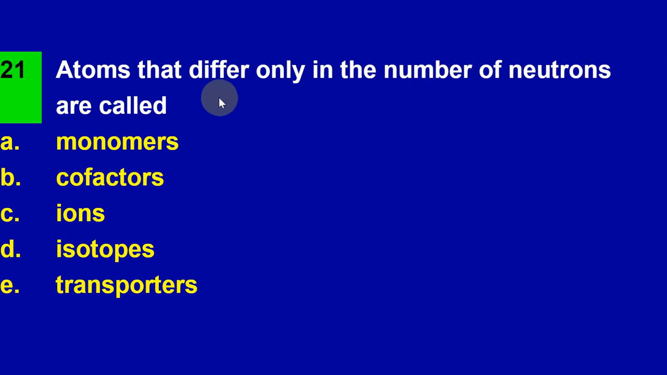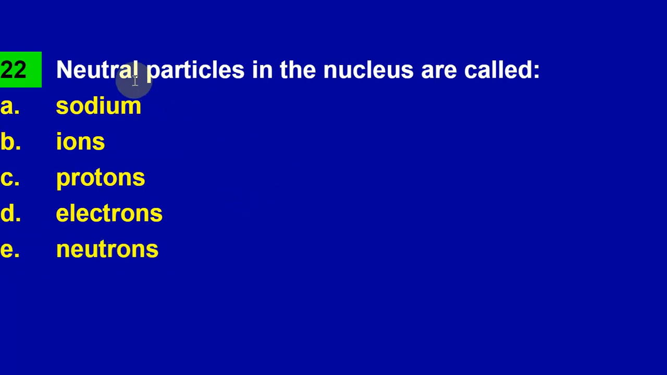Atoms that differ only in the number of neutrons. What is that? If you just change the number of neutrons, you get a monomer? No. We're going to learn that later. Do you get a cofactor? No, it's not relevant. You get a transporter? Absolutely not. You get an isotope, right? That's what isotopes are. Next, neutral particles in the nucleus.